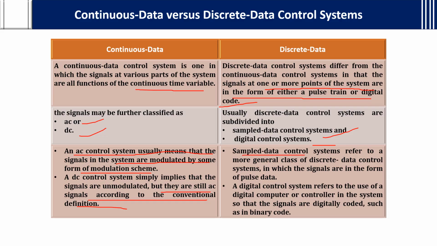What is a sampled data control system? It refers to a more general class of discrete data control systems in which the signals are in the form of pulsed data. A digital control system refers to the use of a digital computer or controller in the system so that the signals are digitally coded, in binary code. So you need to write the definitions of continuous and discrete and how they are classified: what is AC, what is DC, what is sampled data, and what is a digital control system. That is the difference between continuous data and discrete data control systems.